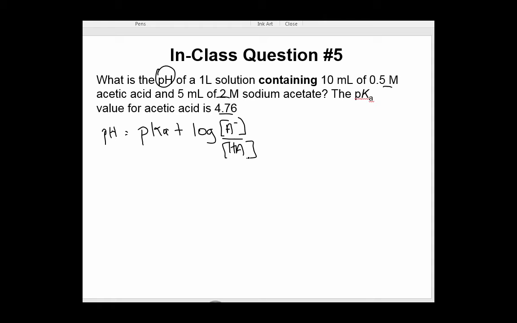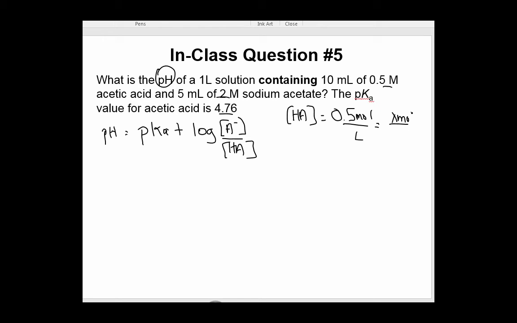All right. First thing, if you don't know how to do anything else, write the formula that you need to use on your test or quiz. You'll get at least a point or two for setting it up properly. Now we need to identify the concentrations of A minus and HA. So let's determine HA first. The first thing we need to do is determine the number of moles of weak acid, and we can do that either by M1V1 equals M2V2 or by solving for the number of moles of acetic acid. So I'm going to do that. We've got 0.5 moles of acetic acid per liter.